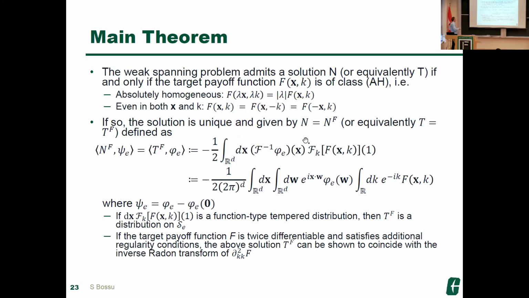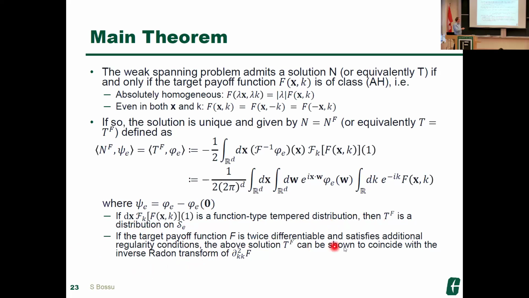Okay, it also has to be even in x and k, and so that's the theorem. And on top of that, we do have actually a solution, a formula to calculate the solution based on a Fourier transform type of approach, so we have an explicit formula to calculate the solution. And, I'll just skip there. But one thing is that, if we have a tempered distribution, then TF is a distribution.